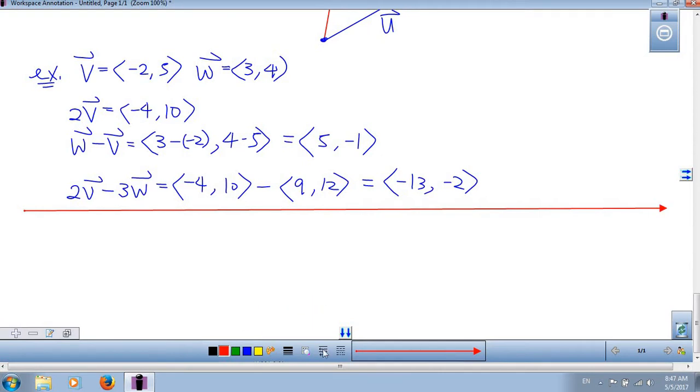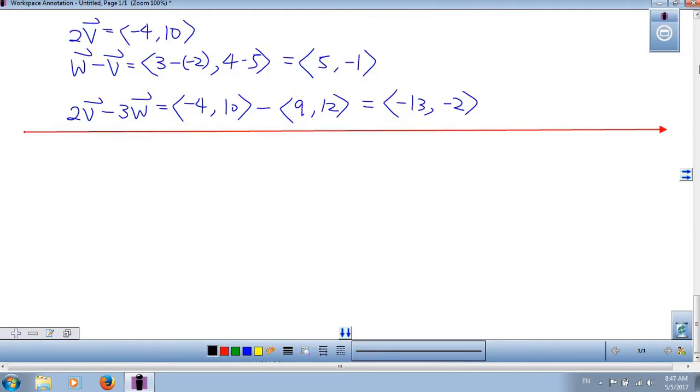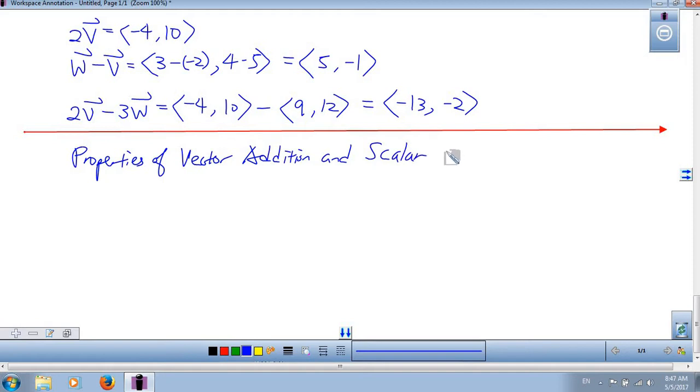Let's talk about one more thing for today. Let's finish with properties, since we already talked about operations: properties of vector addition and scalar multiplication. Once we understand the properties, we can do this without much problem, and we can know the rules.